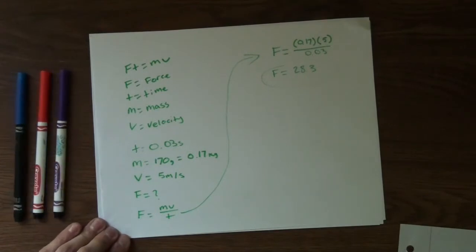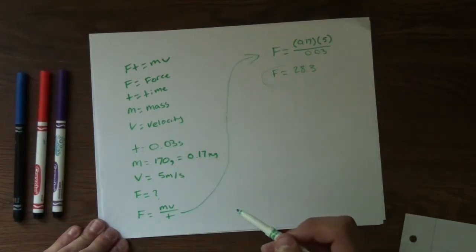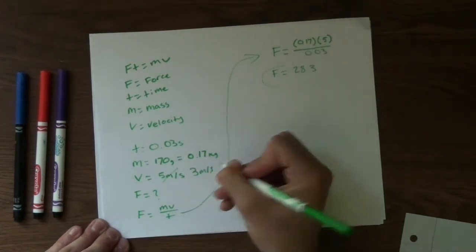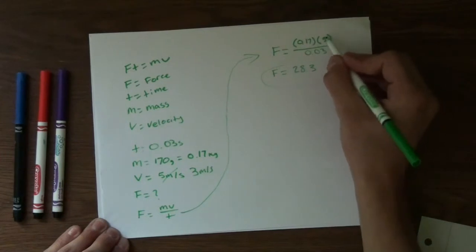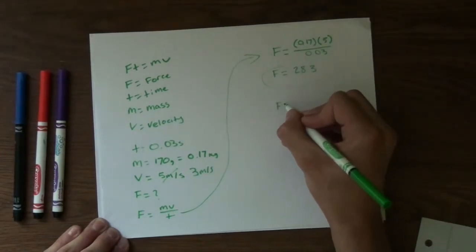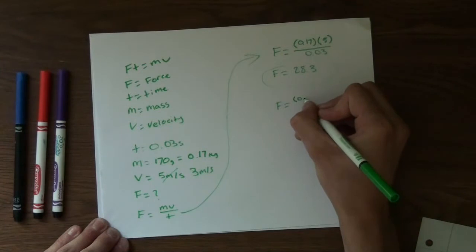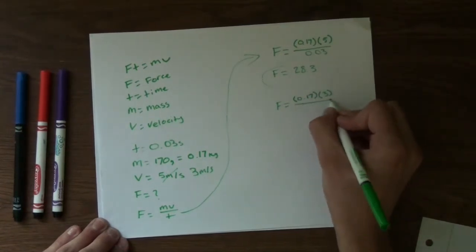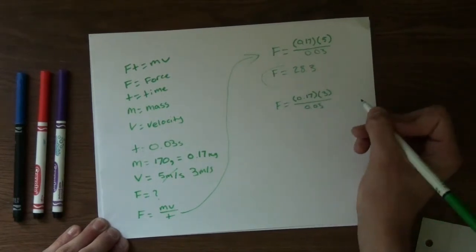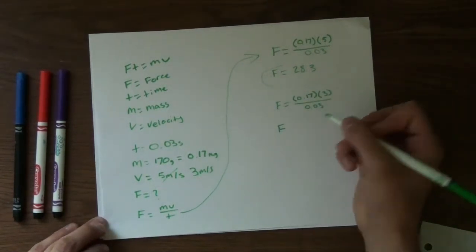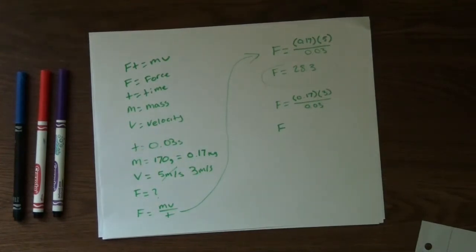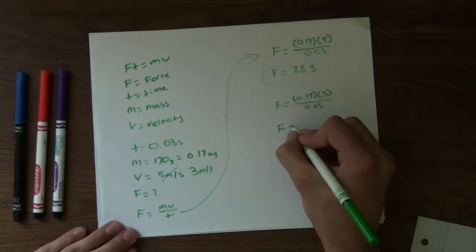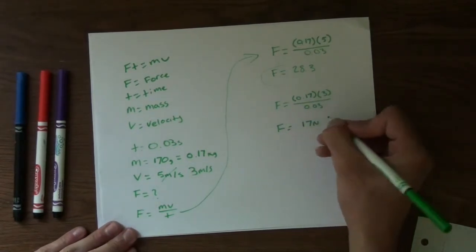Now, what would change if instead of 5 meters per second, the ball only traveled at 3 meters per second? Well, all we'd have to do now is change this 5 to a 3. So we would get force is equal to 0.17 times 3 meters per second over 0.03 seconds. All that's going to change for this is that the force is going to be slightly decreased. The approximate force that we are going to get here is about 17 newtons.